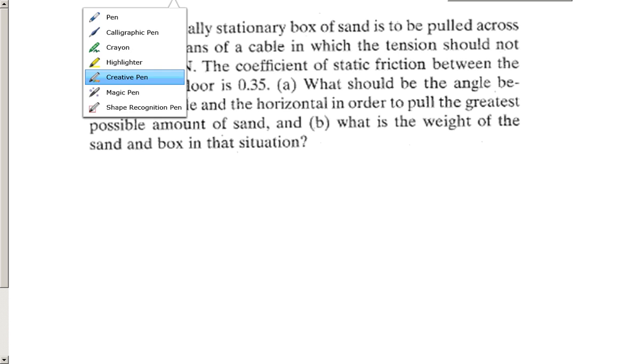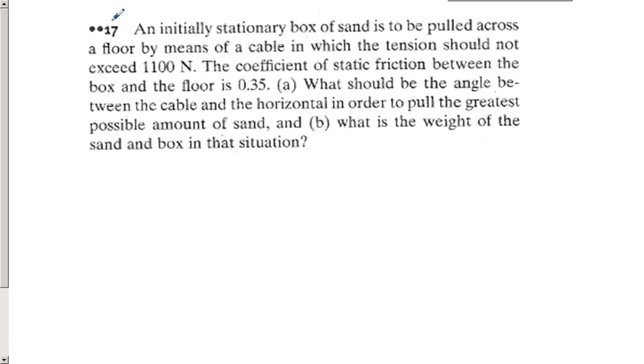What this problem says is an initially stationary box of sand is to be pulled across the floor by means of a cable in which the tension should not exceed 1100 newtons. So this would be tension max equals 1100 newtons. The coefficient of static friction between the box and floor is 0.35, so mu static equals 0.35. What should be the angle between the cable and the horizontal in order to pull the greatest amount of sand?